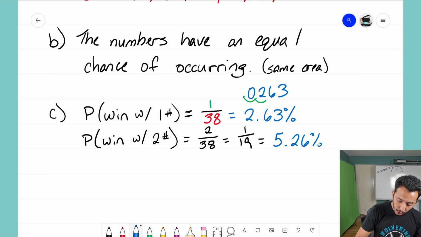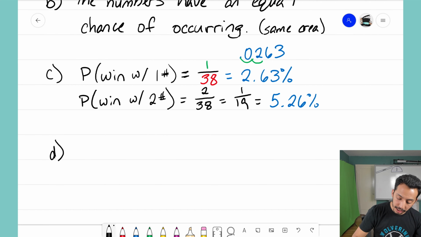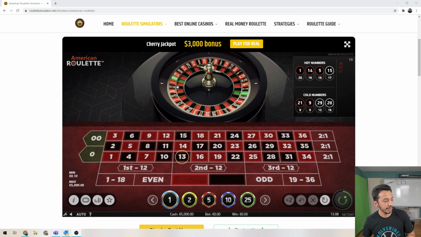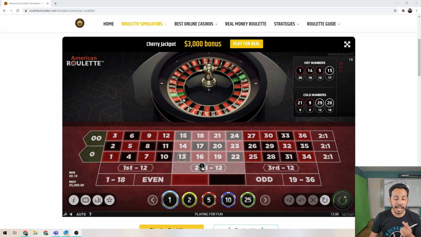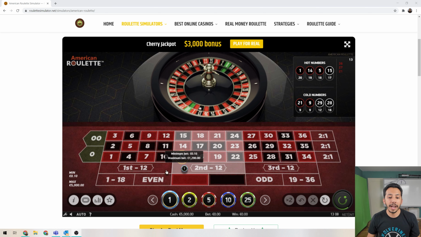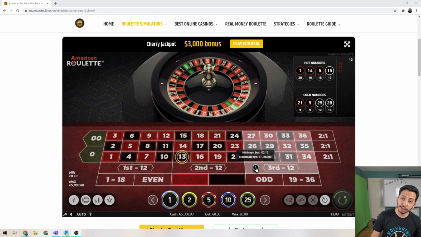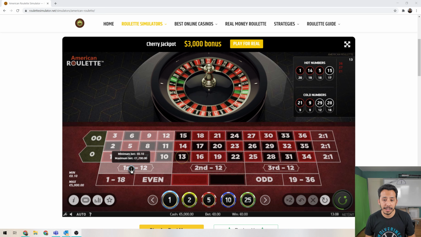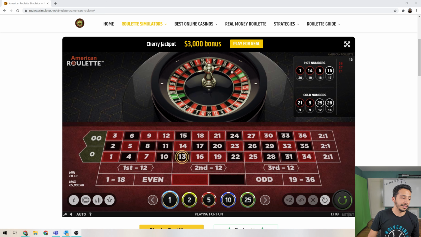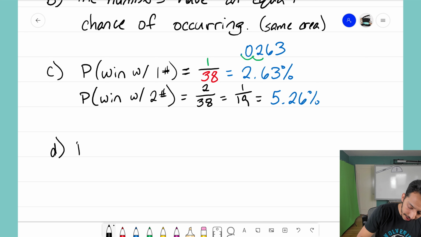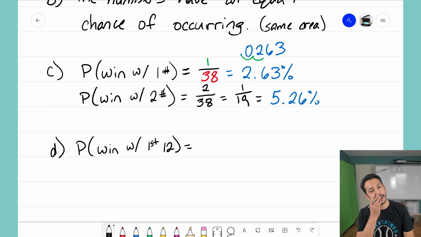But when you go in, let's call this part D for our paper here. Let's see, let me write it out. Part D. You'll notice on this roulette board that you're actually able to place a bet on either the first 12 numbers, the second 12 numbers, or the third 12 numbers. You see how that's being highlighted there? So if I were to walk up and I were to bet on, let's do probability of winning with the first 12, what would that fraction end up being?